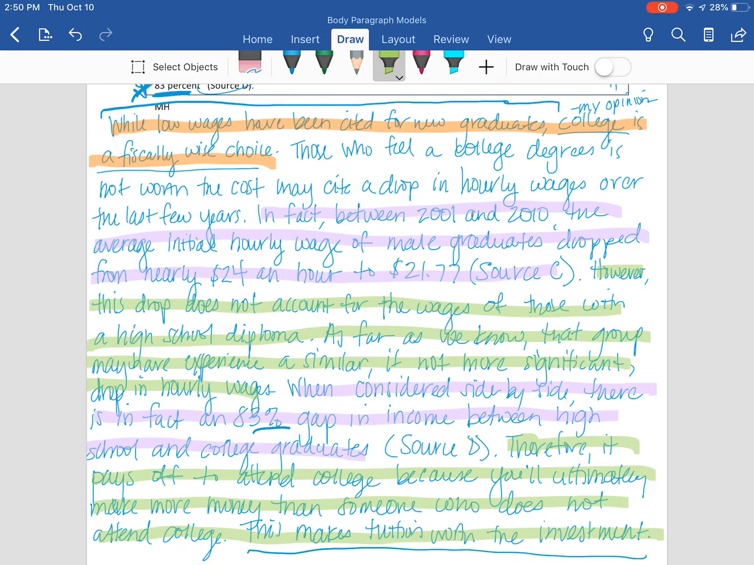So as you can see, I've used the Toolman model. I started with my claim up here in orange. I provided my data in purple, and then I've done the warrant or the link, the commentary piece, which is in green, and that's where I kind of develop my argument. So this is an example of, like I said, a counter argument paragraph for a synthesis prompt. And we'll move on to look at a rhetorical analysis and argument.